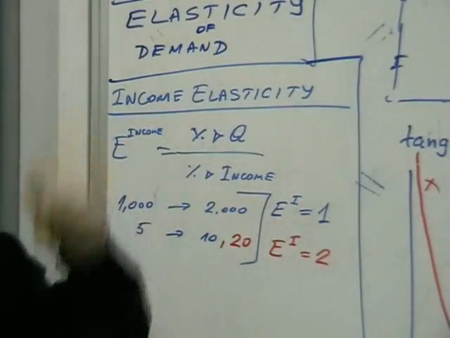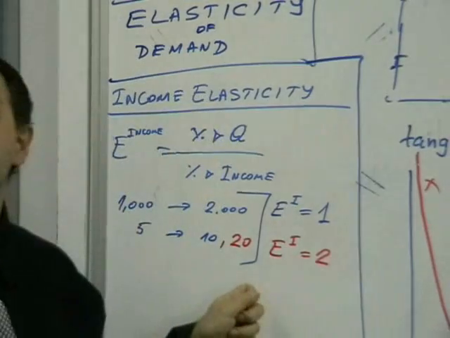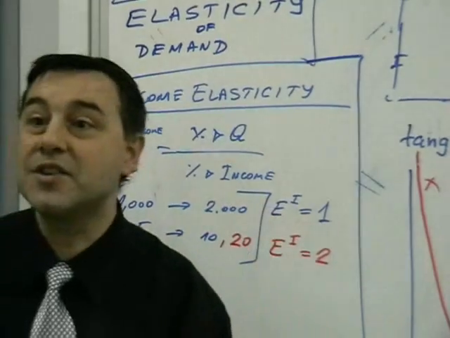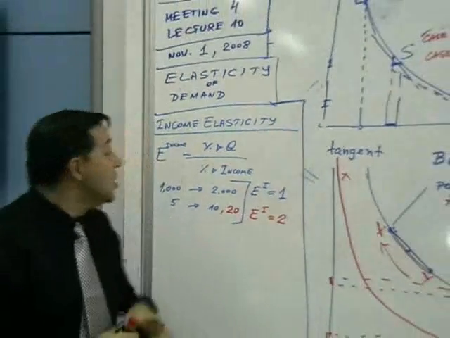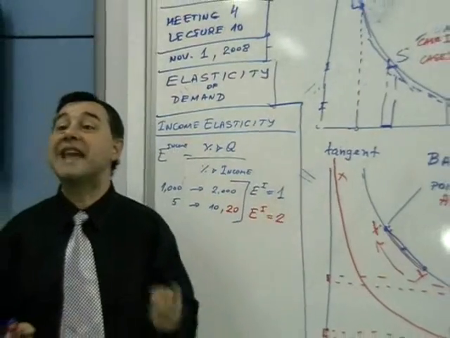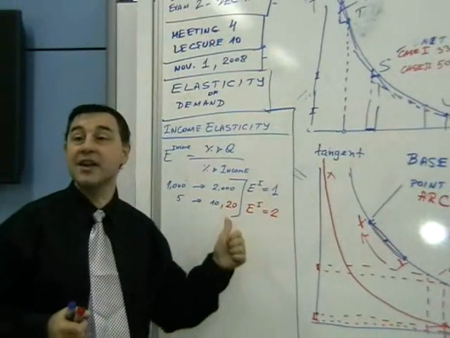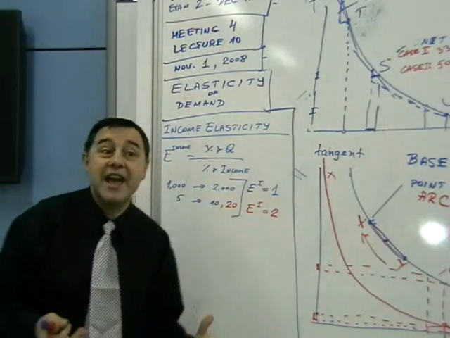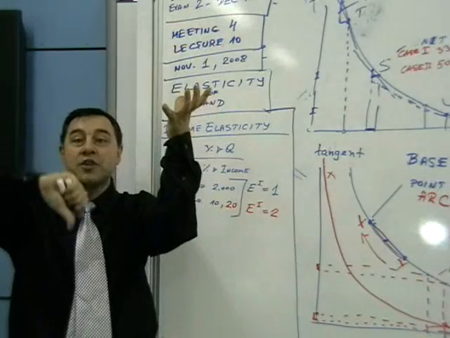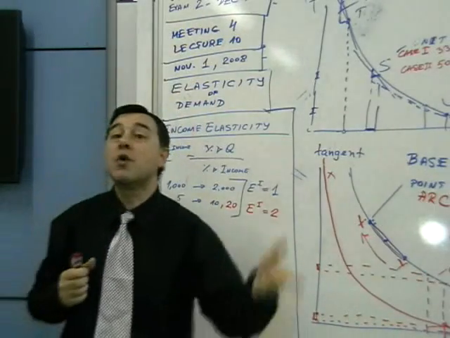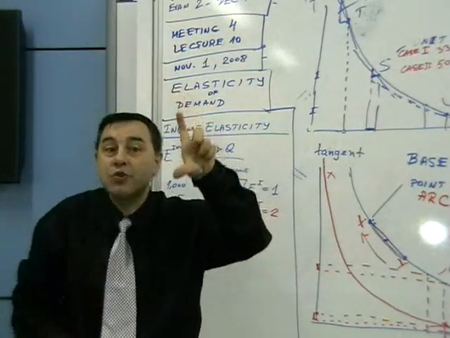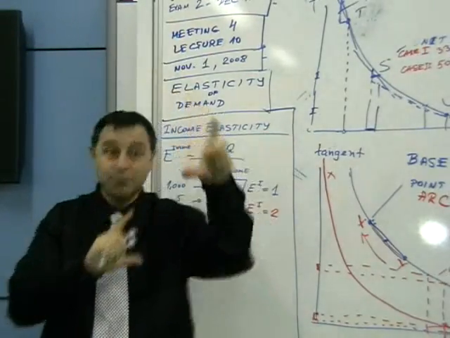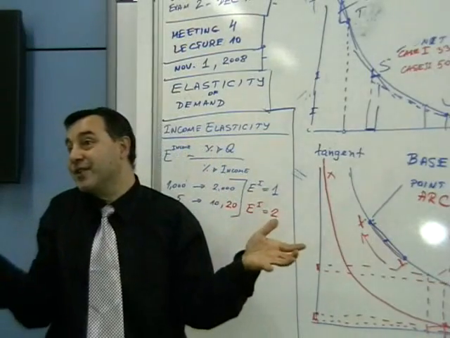So, let's summarize. Elasticity could be greater than 1, and then you get to the concept of a luxury. You can get elasticity which is negative, and a negative elasticity will be interpreted as an inferior good. As your income goes up, the quantity consumed goes down, so a positive delta in income results in a negative delta in quantity, right? This we just call an inferior good.